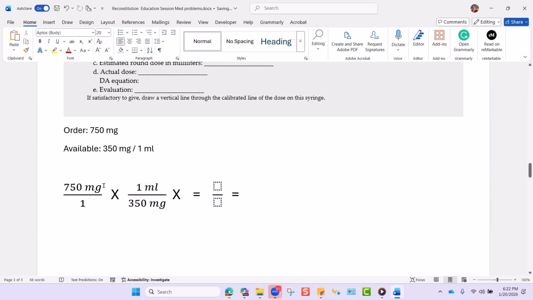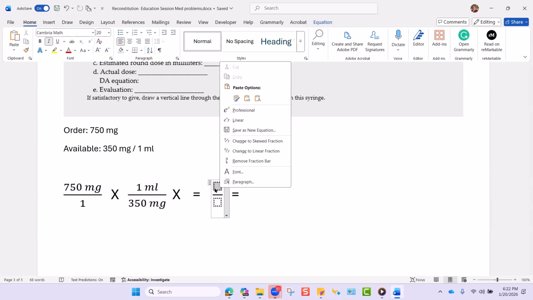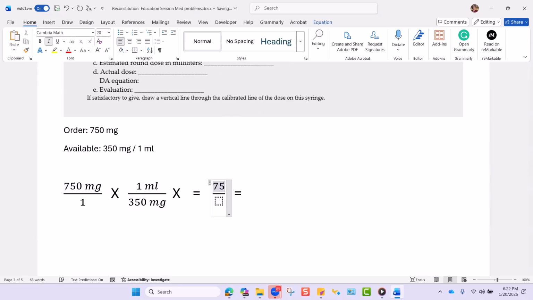All right, 1 times 750. Did I cross milligrams off with milligrams? What's left is milliliters. That's all I need. Whew. Okay, I set my problem up correctly. I'm going to end up with milliliters. All right, 1 times 750 is 750. 1 times 350 is 350.